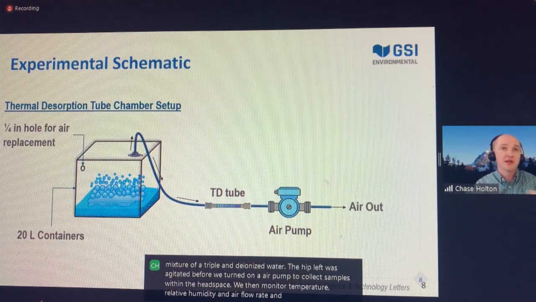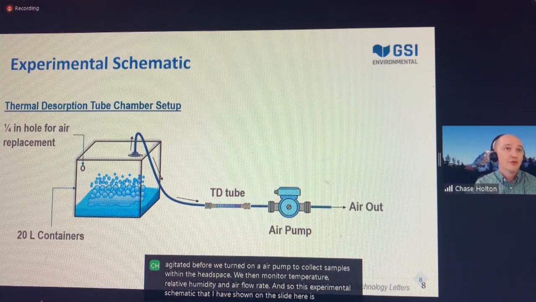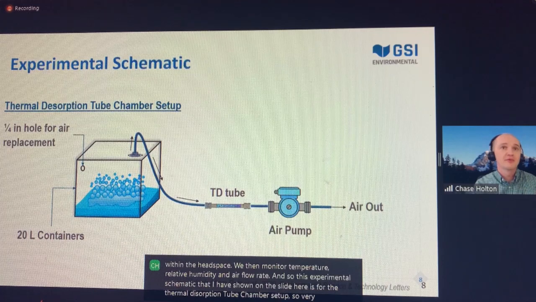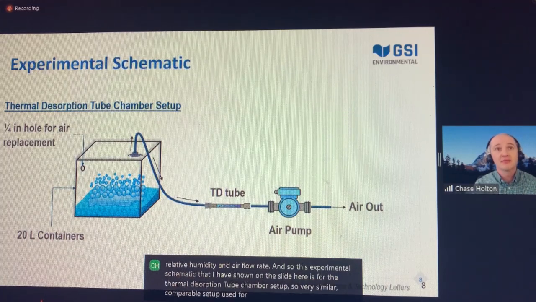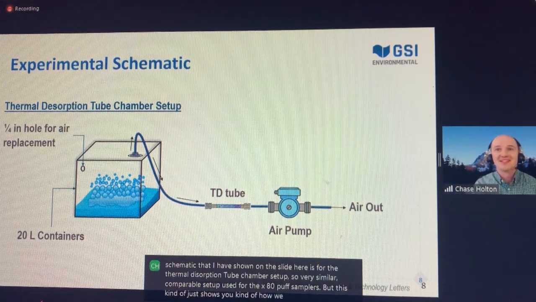And so this experimental schematic that I have shown on the slide here is for the thermal desorption tube chamber setup. Very similar, comparable setup to what was used for the X80 puff samplers, but this just shows you how we ran this experiment.